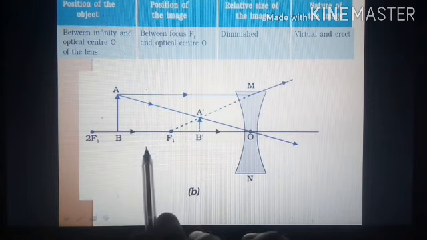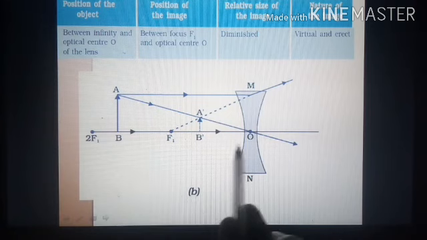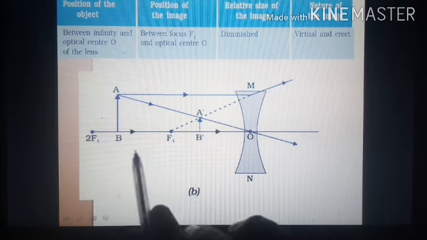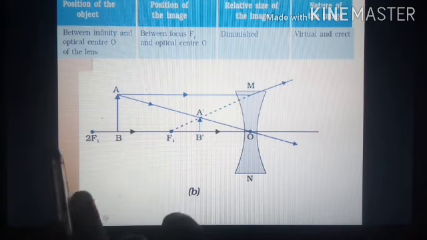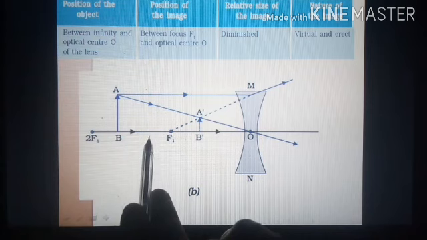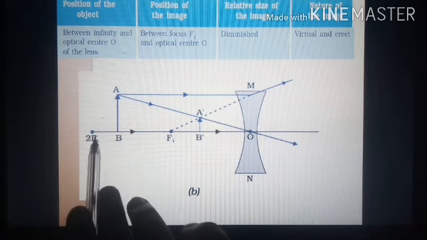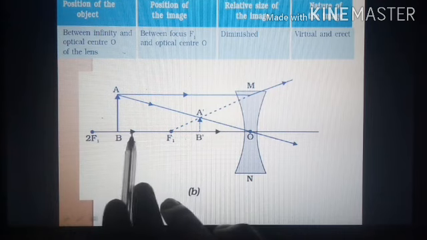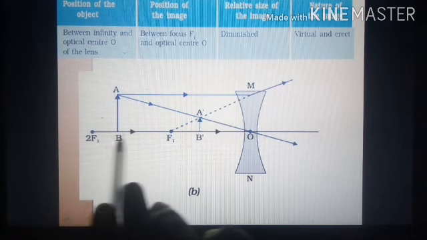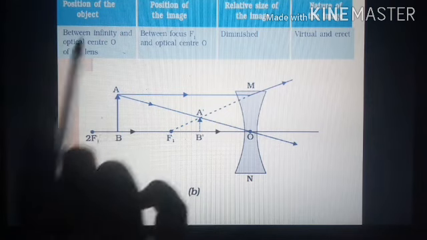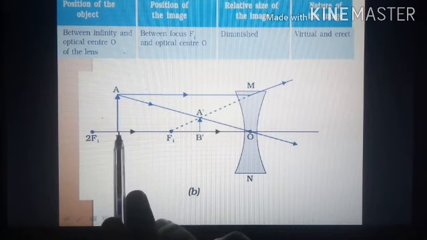The object is placed between infinity and the focus of the lens or optical center, that is, beyond f1. So this is the second position. The first position is infinity, where the object is placed at infinity. For this second position we can take any position between 2f1 and the optical center. For convenience we have taken it here, between 2f1 and f1, that is, between infinity and the optical center.